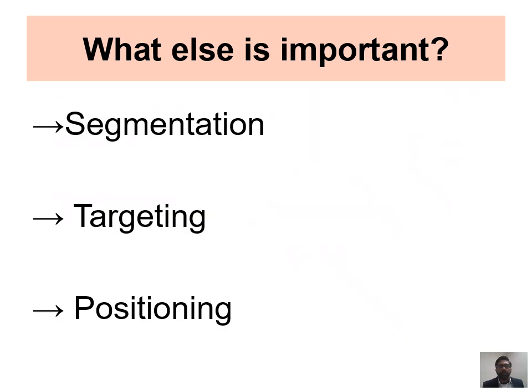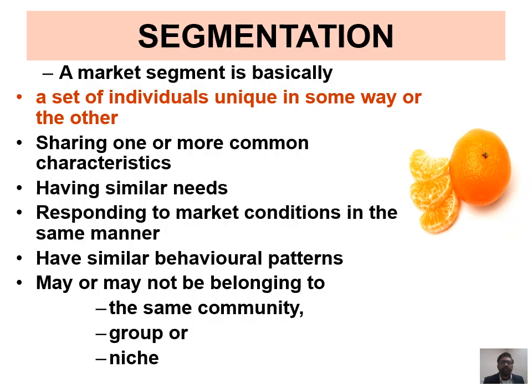Now moving ahead to discussing the factors affecting strategies in integrated marketing communication, we'll talk about STP, popularly known as segmentation, targeting, positioning. When we talk about segmentation, a market segment is basically a set of individuals unique in some way, sharing one or more common characteristics, having similar needs, responding to market conditions in the same manner, having similar behavioral patterns, who may or may not belong to the same community group or niche.